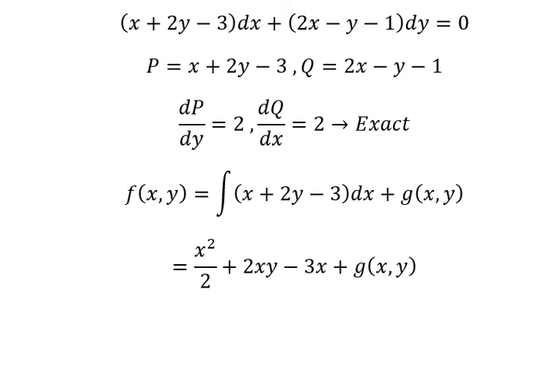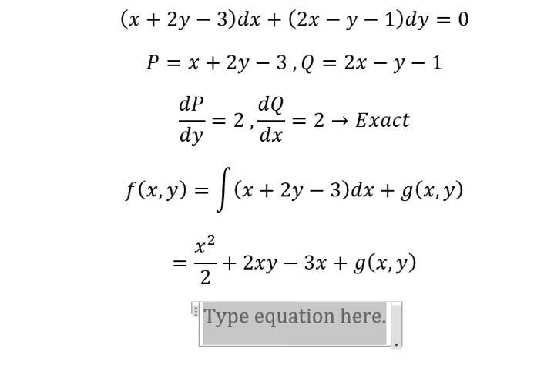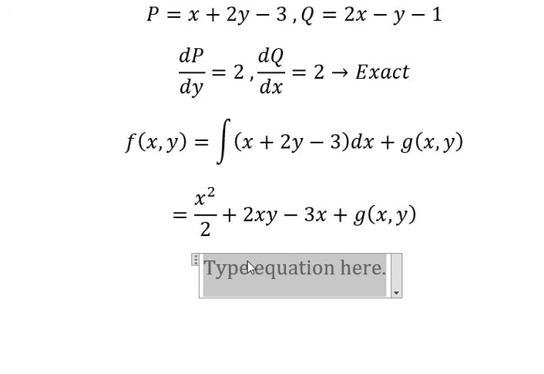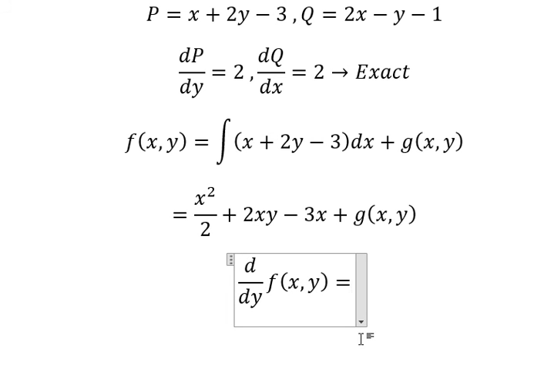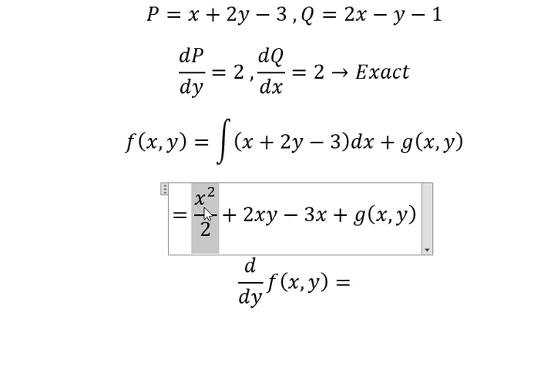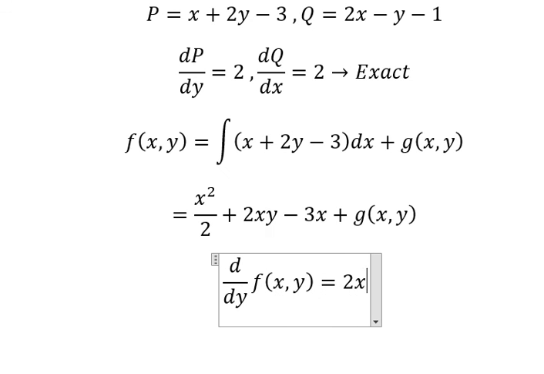Next, we need to do first the derivative of f with respect to y. So this one we don't have y, so you get 0. This one we have y, so first the derivative of y, you get 1, so we have 2x. This one we don't have y, you get 0.